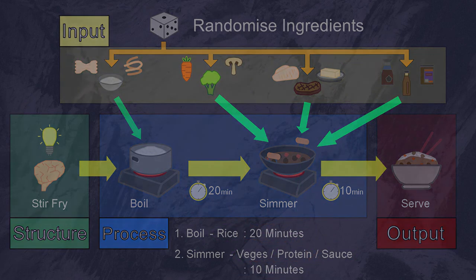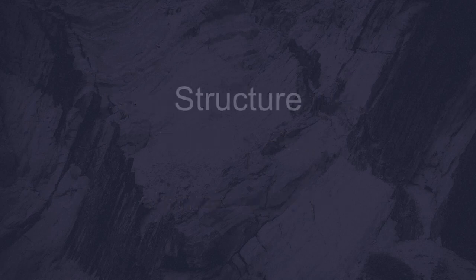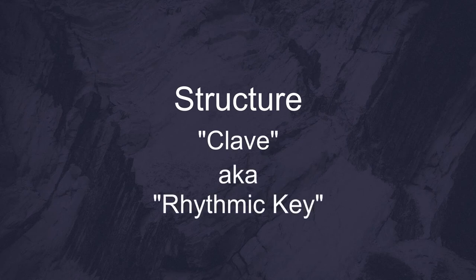So let's take this idea and apply it to music. To make a musical pattern, we need to generate two things: timing and pitch. So let's solve the problem of making rhythms first. The first thing we need is a structure to put everything into. For this, I used the concept of the clave, also referred to as the rhythmic key.